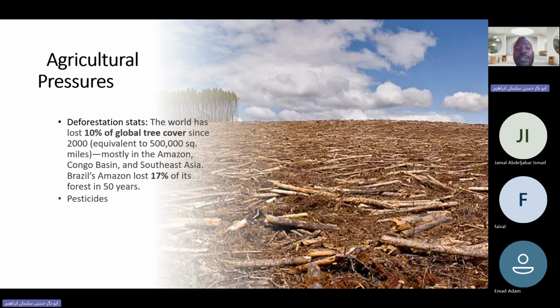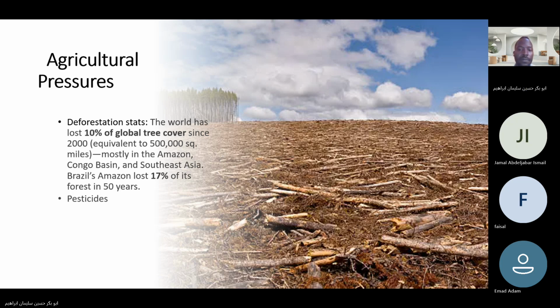Additionally, in agricultural projects, besides deforestation, another problem is pesticides. Farmers use chemical pesticides when planting. As you know, pesticides can affect the biodiversity of organisms, cause pollution inside the water, and even have a direct effect on humans. All of this is considered agriculture pressure.